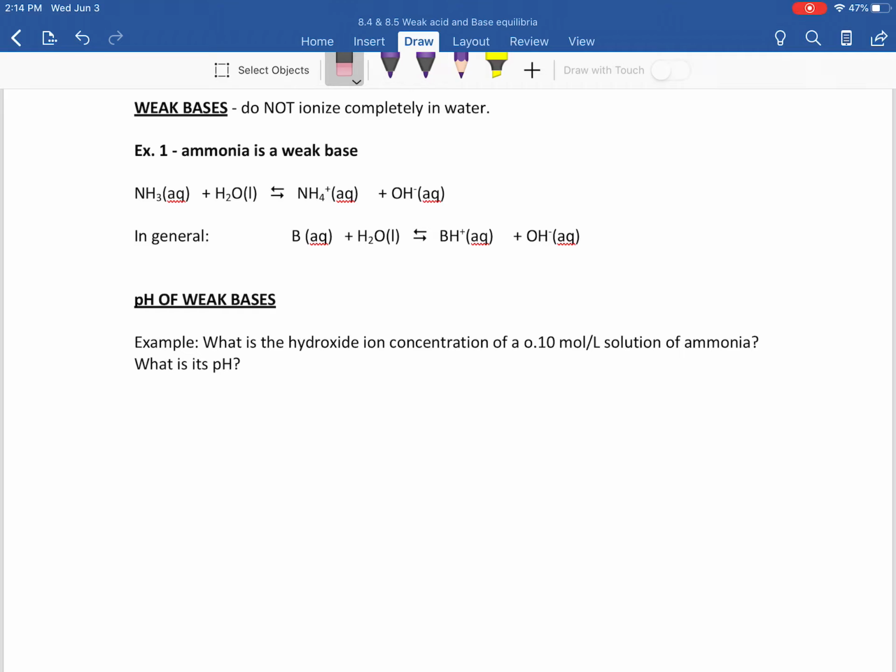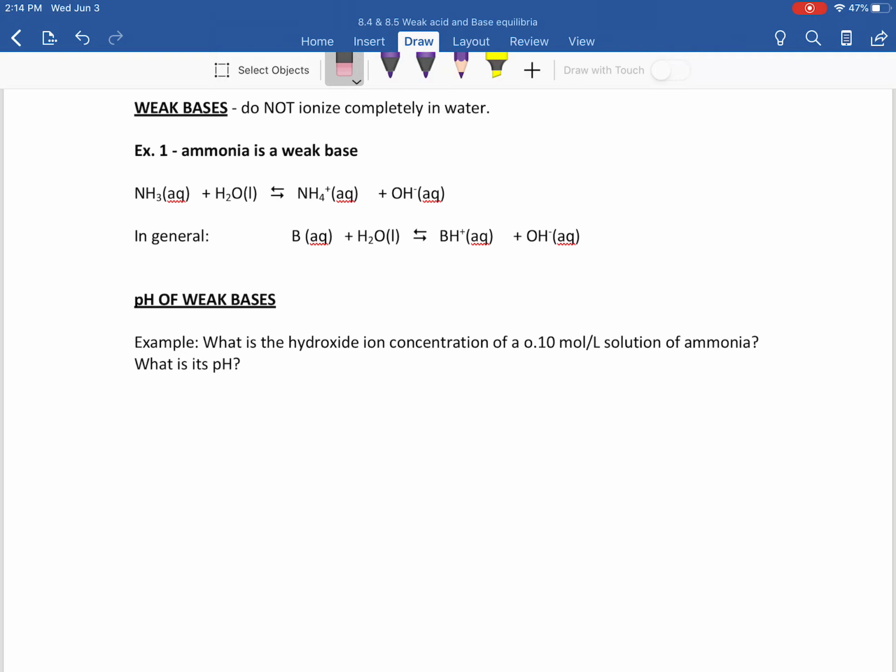Hi again. As promised, I'm back and we're going to be talking about weak bases. The math with the weak bases is very similar to Chapter 7 ice table, same with the weak acids. And the reason why we can use equilibrium is because, once again, weak bases do not form a complete forward reaction. They don't completely ionize, so we get to use the equilibrium arrows because they mainly stay as they are.